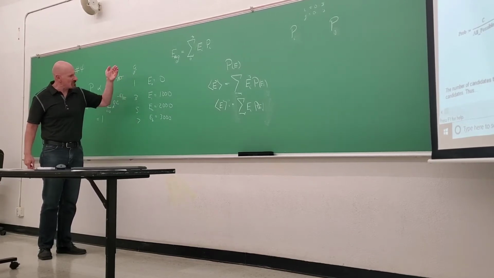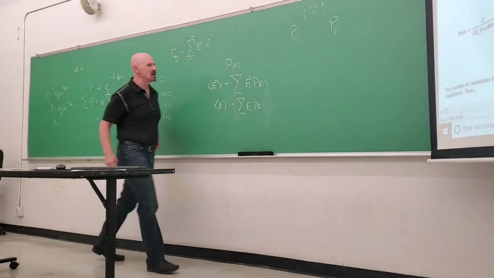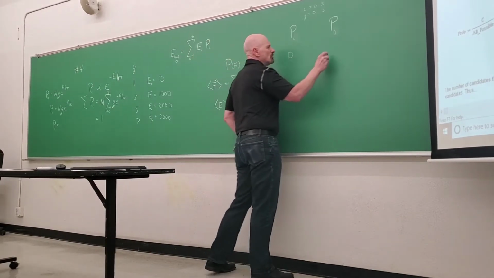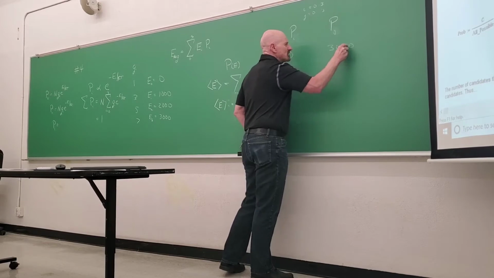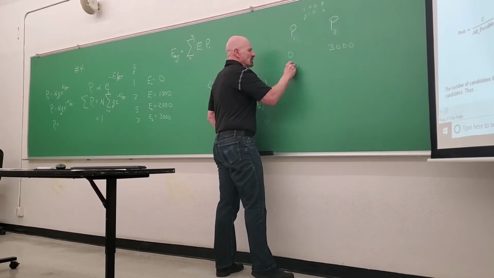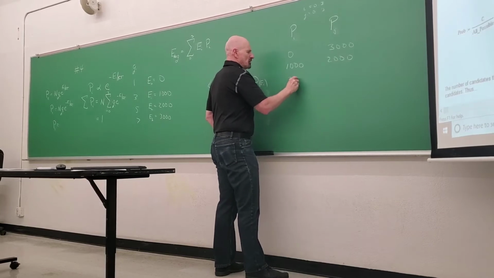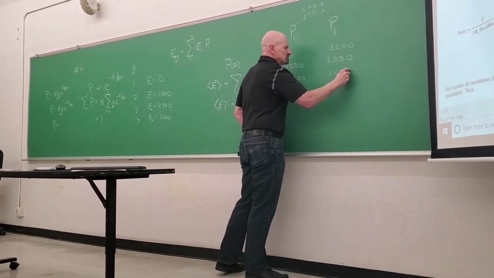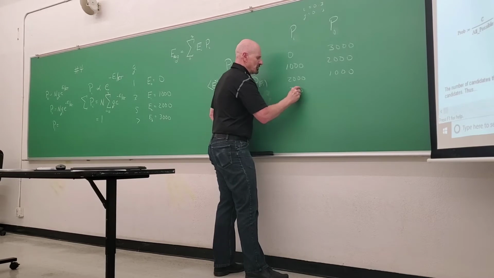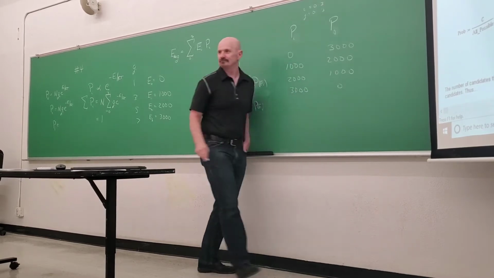So I could have it in state 1, I could have something like this. I could have it 0 and 3,000 in that state. I could have 1,000 and 2,000, right? I could have 2,000 and 1,000. And I'm going to have 3,000 and 0.